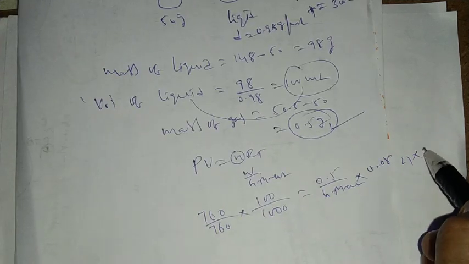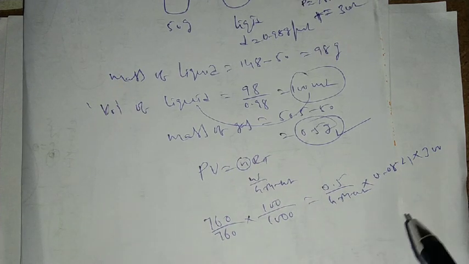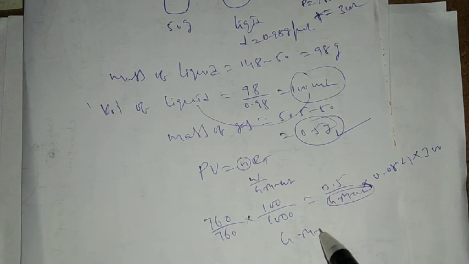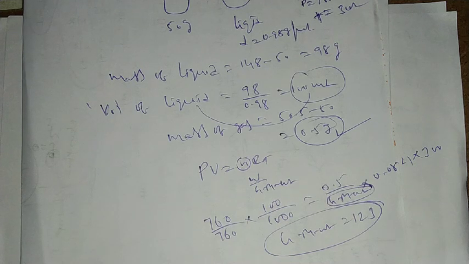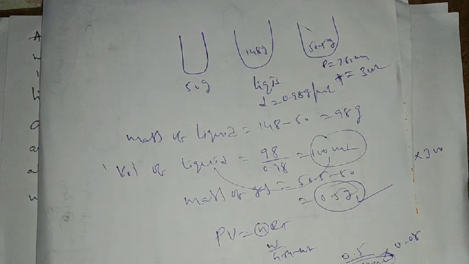into 300. Is it okay? Substitution, is it clear? Then from here if you simplify you'll get the gram molecular weight. So gram molecular weight is equal to 123. As per the given conditions, the molecular weight of the gas is 123. Is it clear? So this is also one of the important models.